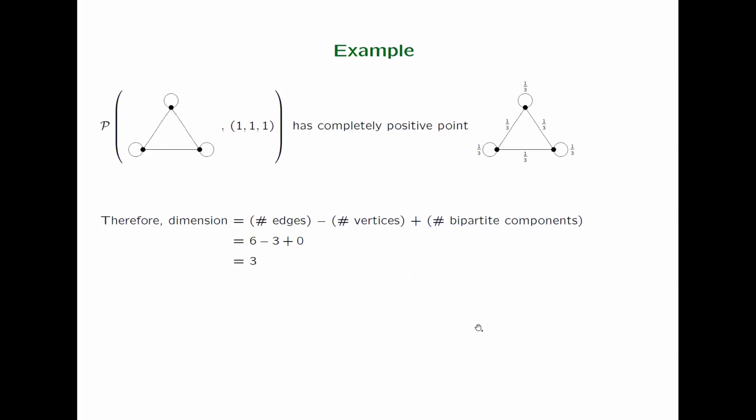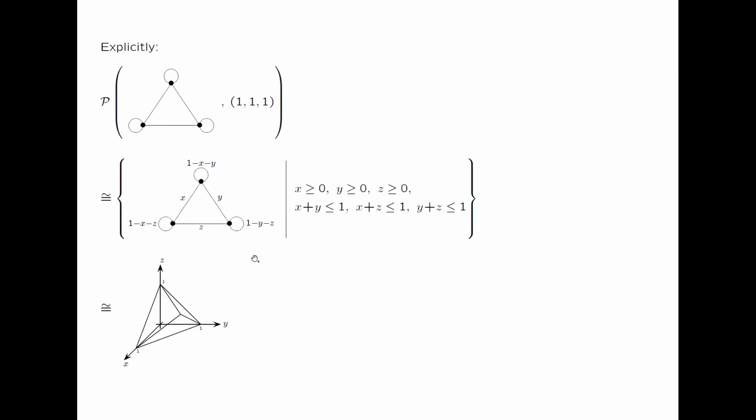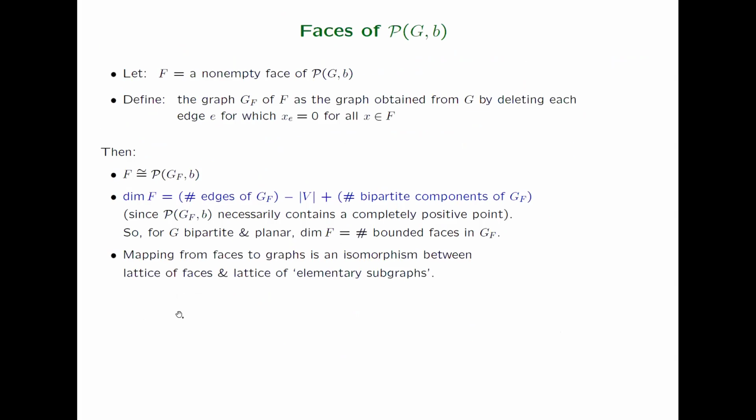So here's a very quick example. This does have a completely positive point, number of edges minus number of vertices is 3. And you can easily see that this example we looked at is actually just this double pyramid here, which has dimension 3. The faces can now have their dimensions characterized using exactly this formula we just proved. So this is the general definition of a graph, for which we saw the special cases earlier.